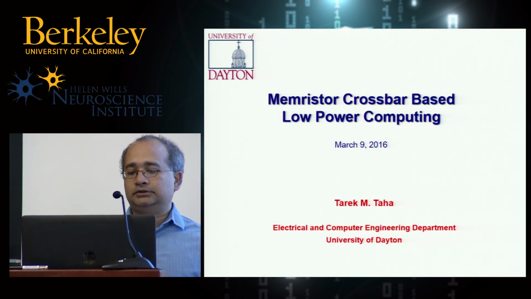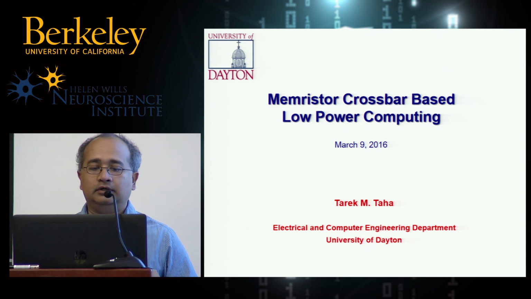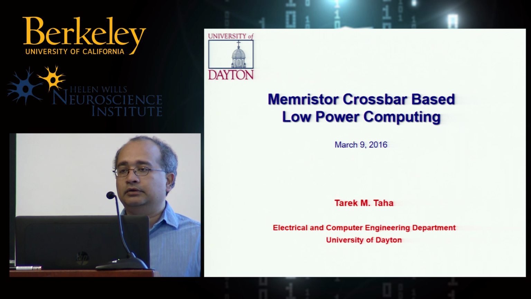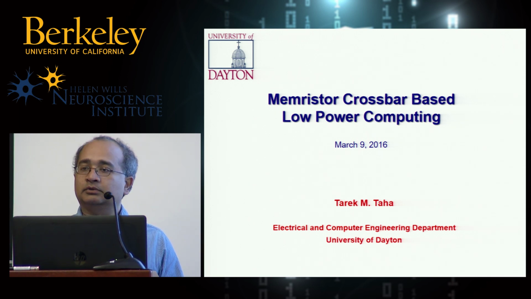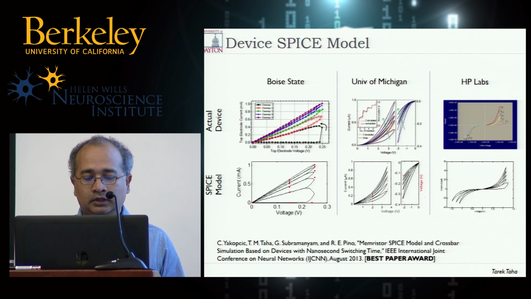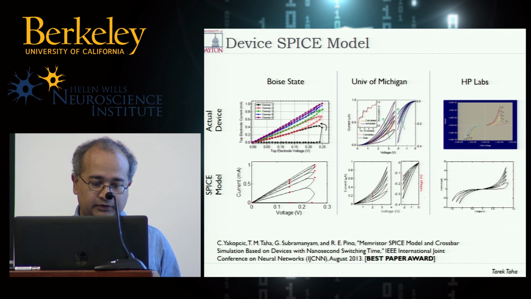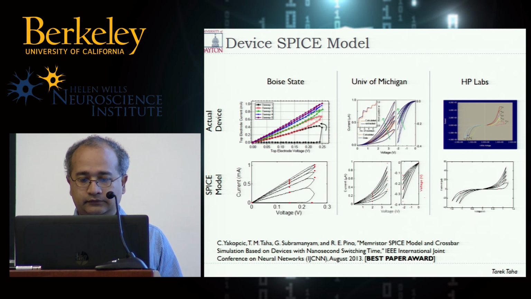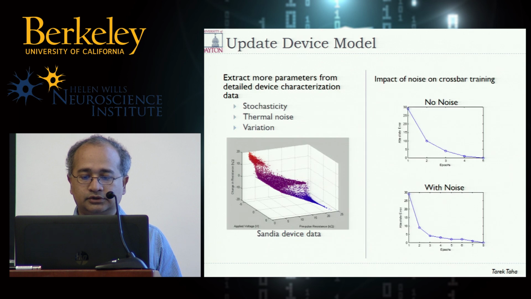I'm going to tell you about some of the work we've been doing recently on Memristor crossbar-based multi-core processing systems, essentially what we can do with Memristor crossbar-based systems. What we first started doing in this area was looking at device models. We came up with some device models, and this model is fairly flexible. It can model devices from several different sources.